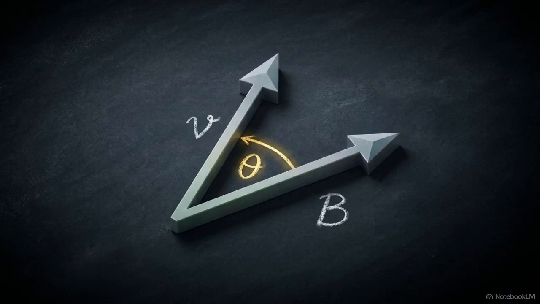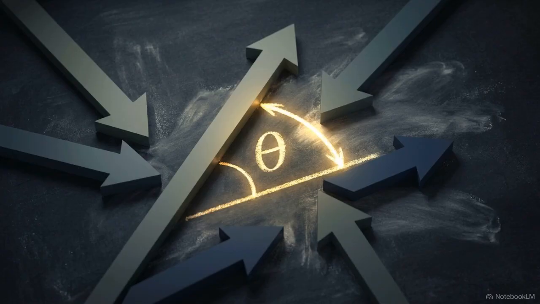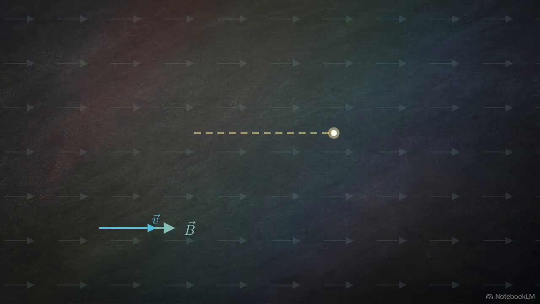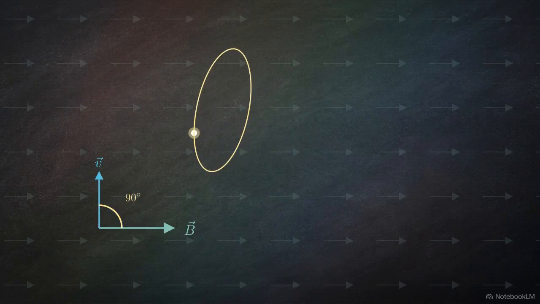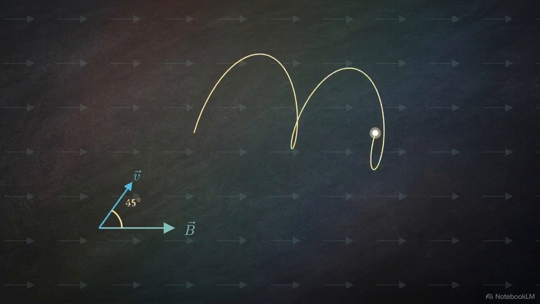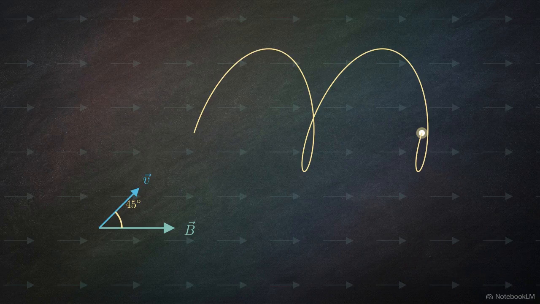Because it is a cross product, a single variable dictates the geometry of the particle's future path: the angle between the particle's initial trajectory and the field lines. We can systematically map the boundaries of this motion. Depending on that entry angle, the resulting path will always fall into one of three geometric states: a straight line, a circle, or a helix.